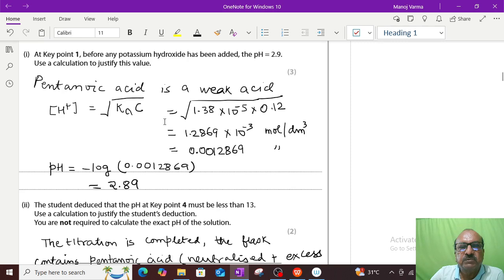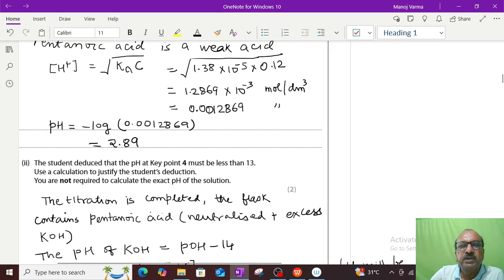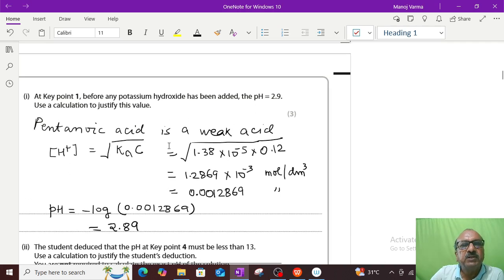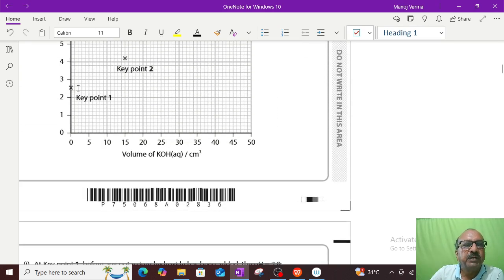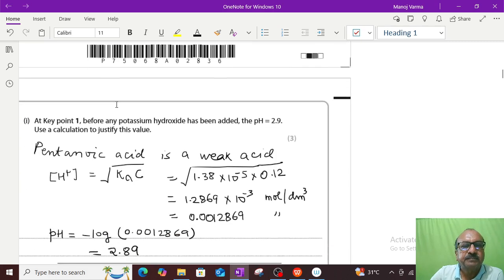Putting these values into this formula, we can find the concentration of H plus, which turns out to be 1.2869 times 10 raised to minus 3 mol/dm³, which can also be written in this form. Then we can use the formula of pH, which is the negative log of the H plus ion concentration. And on solving this, we get the value of pH as 2.89. So that clearly shows that the initial value at key point 1 is pH 2.9. So it justifies the value of 2.9 being shown here at key point 1.